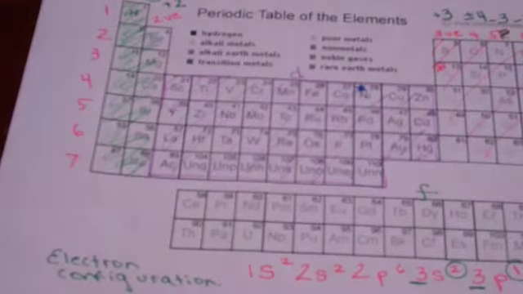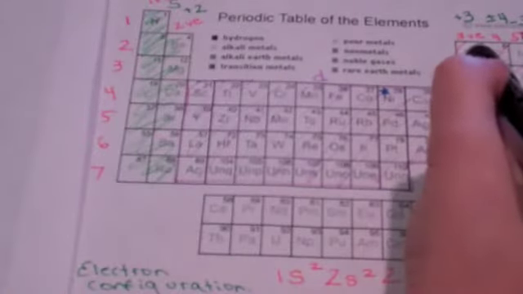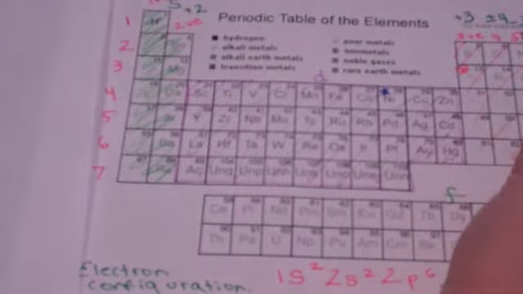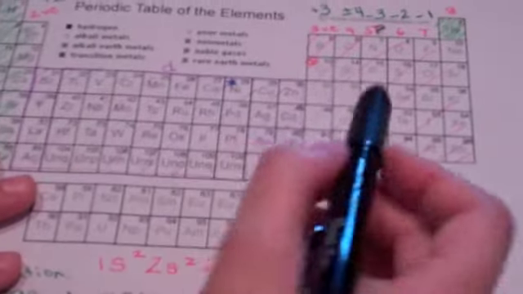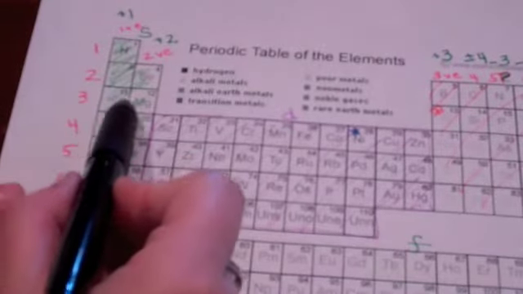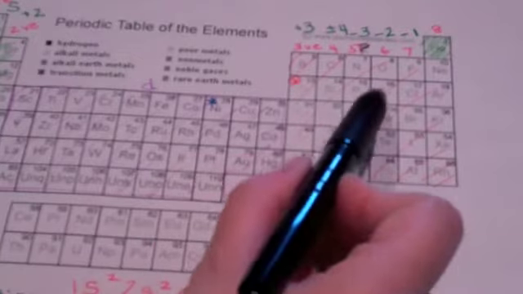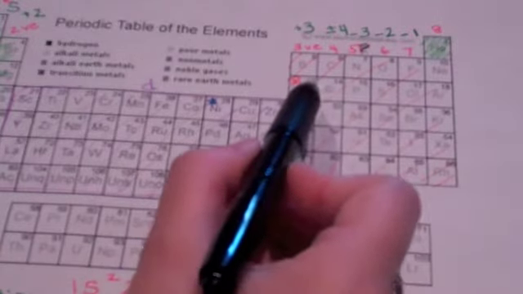Okay, so it is 1s2, 2s2, 2p, 1, 2, 3, 4, 5, 6, so 2p6, because I've got 6 there. Okay, 3s2, and I go across, 3p6.